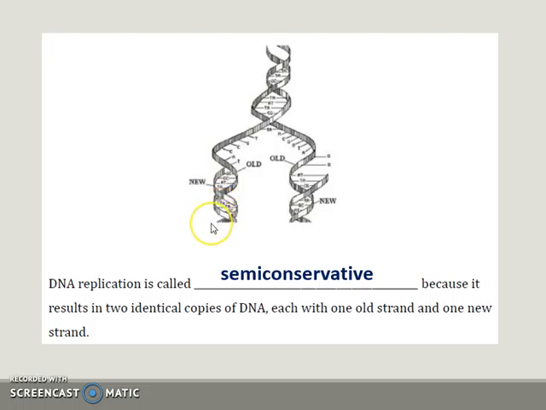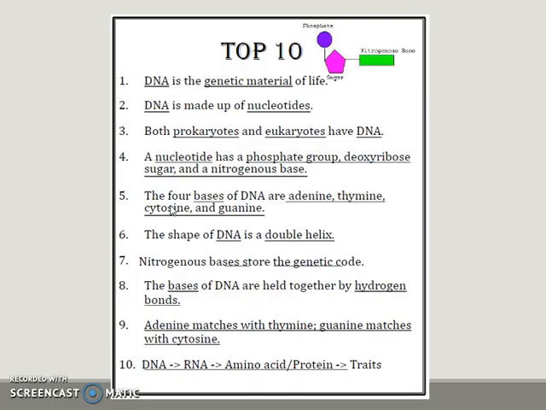That prevents errors from happening. If we try to copy this DNA strand just by adding new nucleotides to both sides, some type of mutations could occur. This will help prevent mutations. Okay, so those were the notes for DNA.